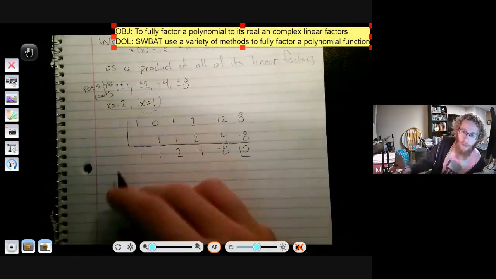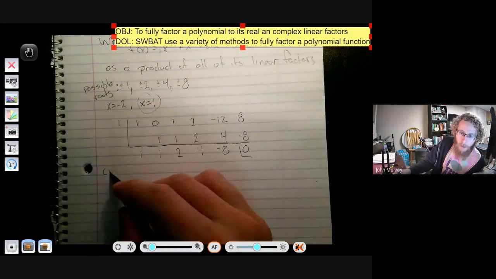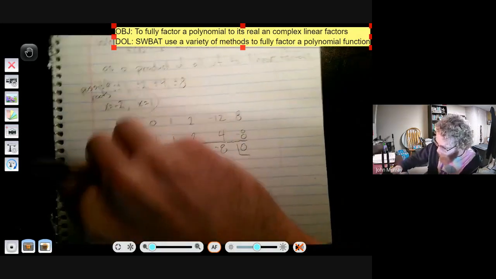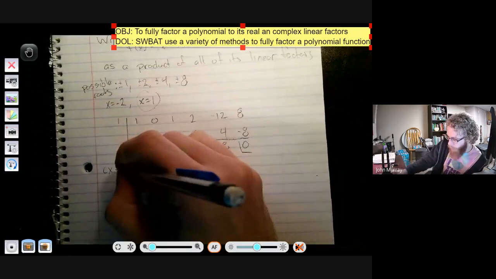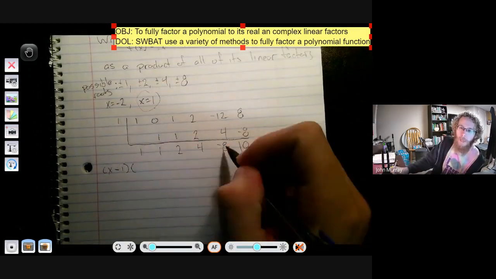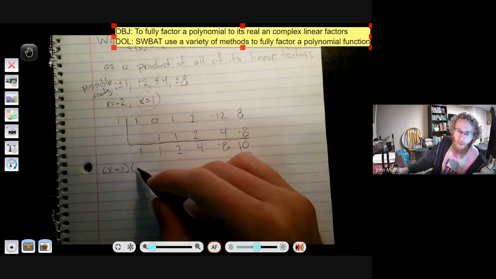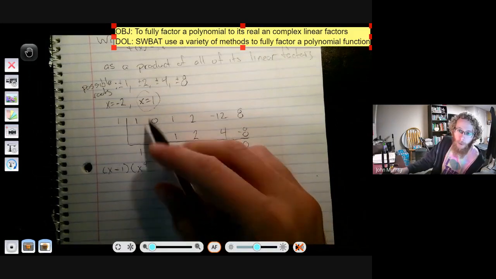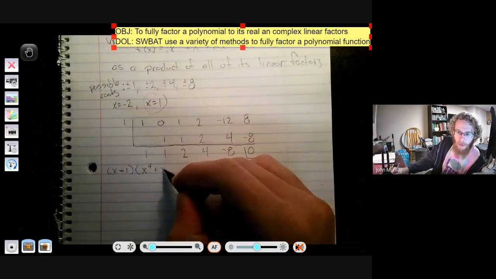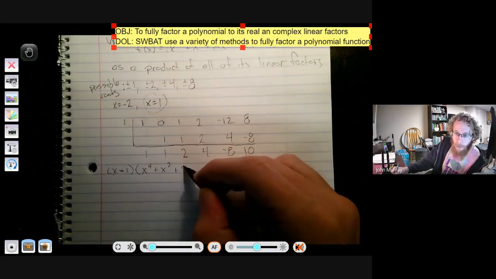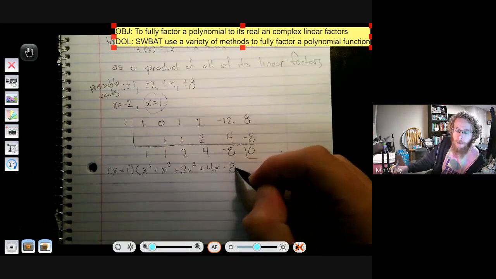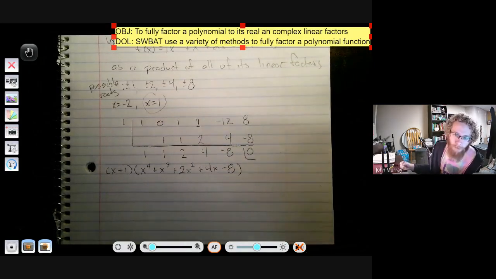Good start. All right, so I'm just going to rewrite. Our factor would be x minus 1. And this would give us 1x to the 4th. Remember, we dropped down the exponent. Plus 1x to the 3rd. Plus 2x squared. Plus 4x minus 8.